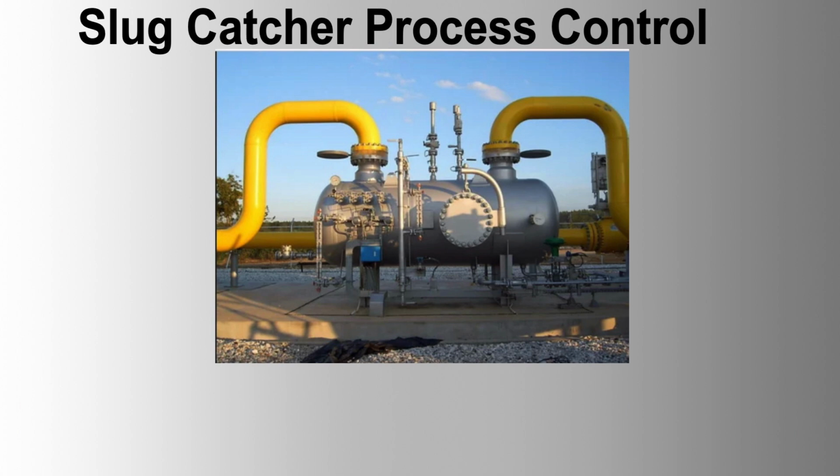2. Gas pressure feedback control, pressure indication control. Objective: maintain the gas pressure within safe limits. Mechanism: use pressure transmitters to monitor the gas pressure within the slug catcher and adjust the gas outlet control valves and pressure relief systems as needed.